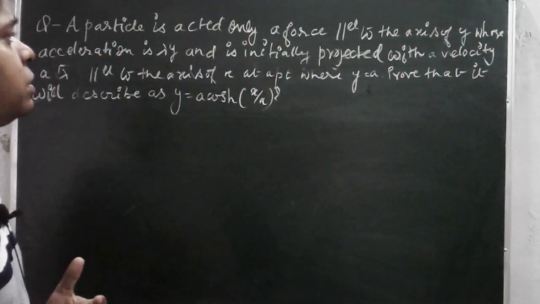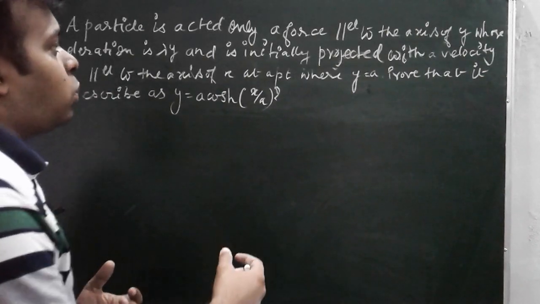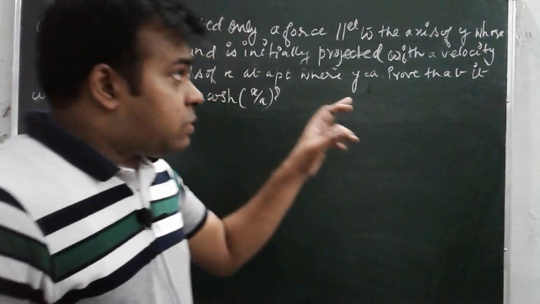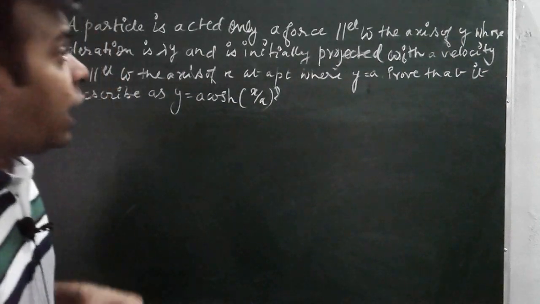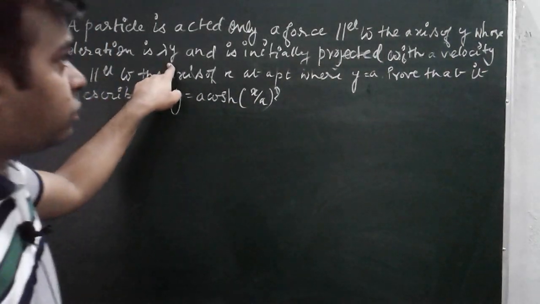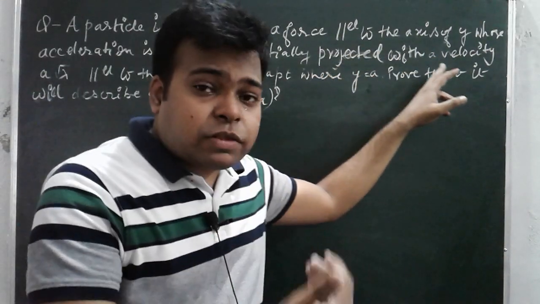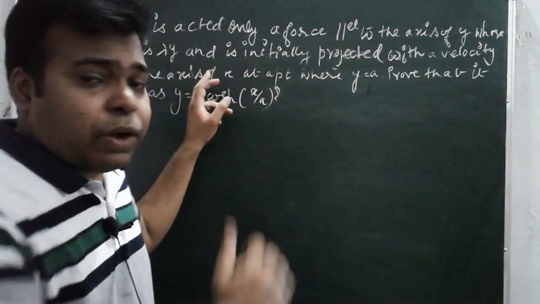In this question it is asked that a particle is acted on only by a force parallel to the axis of y. This is the first condition which you have to highlight, and the second one is whose acceleration is lambda y. The first condition is that the force is parallel to the y-axis. The second condition is that the acceleration is given along the y-axis.